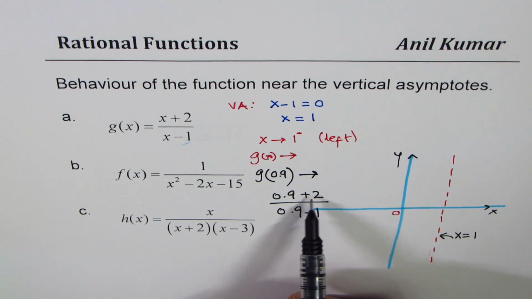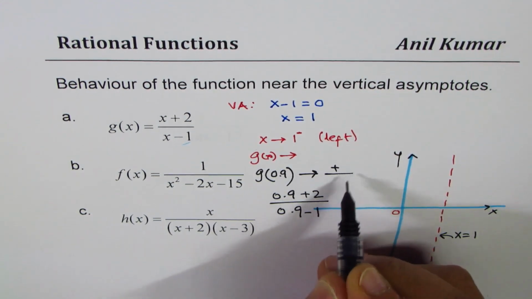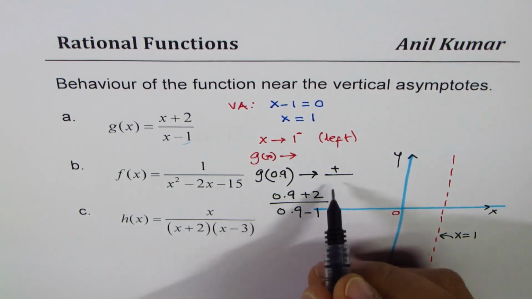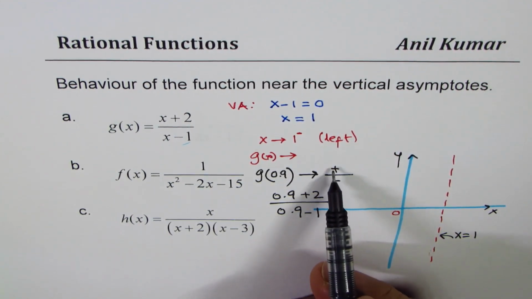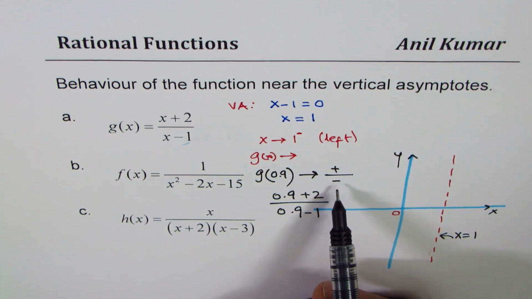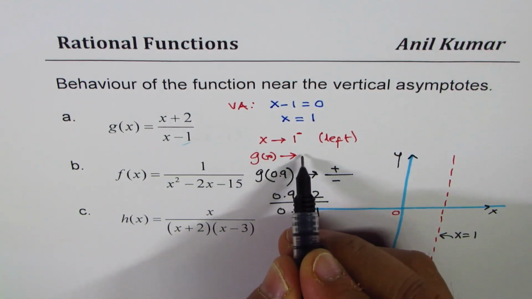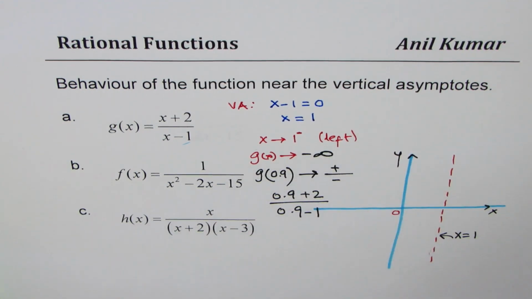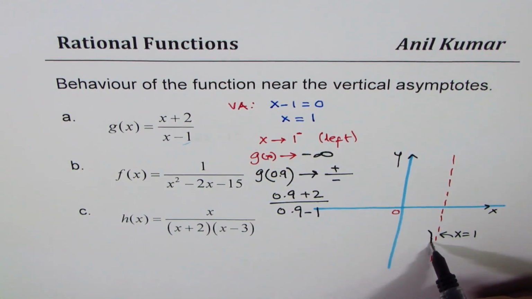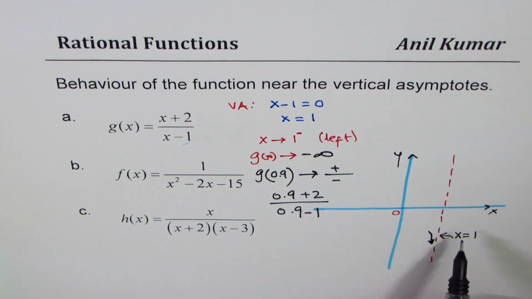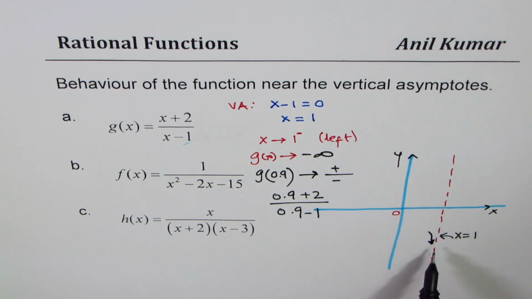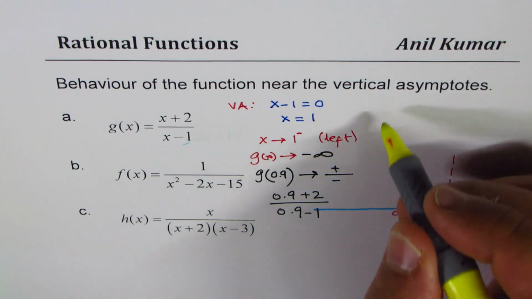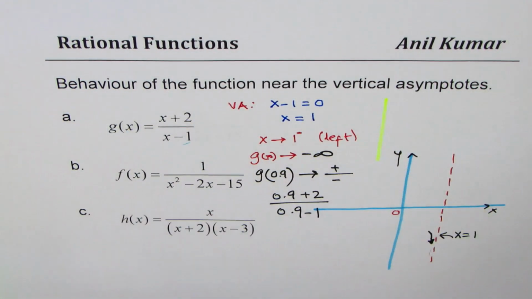Clearly, the numerator is positive. We're not really interested in the value. However, the denominator is negative. Since that is the case, positive divided by negative should be negative, right? So that means g of x approaches negative infinity. We denote it like this. It's going like this, downwards. So when you approach the vertical asymptote from the left side, the function approaches negative infinity. That's what we understand by vertical asymptote behavior near a function.